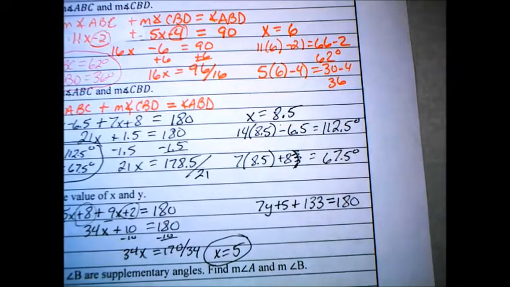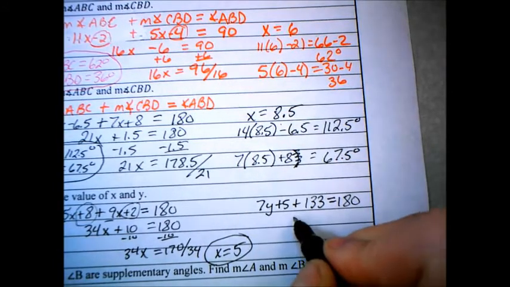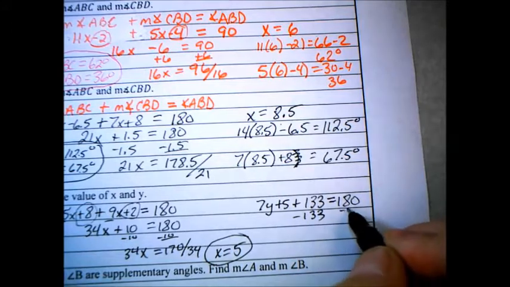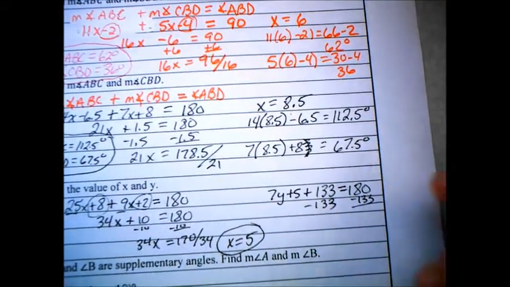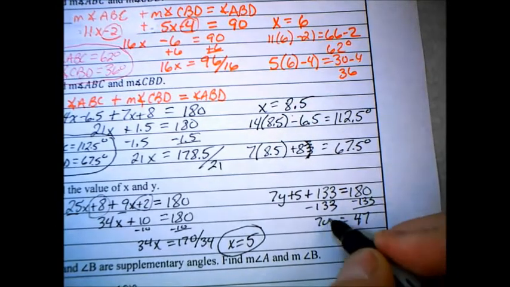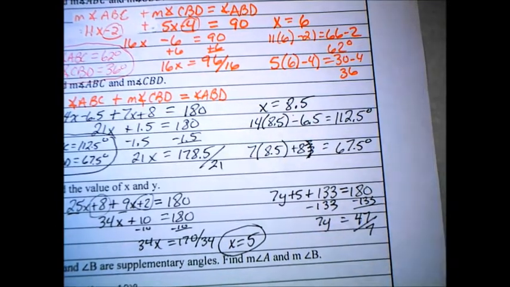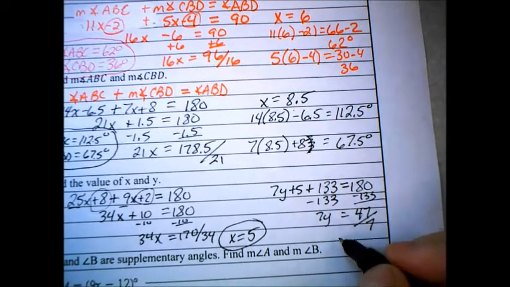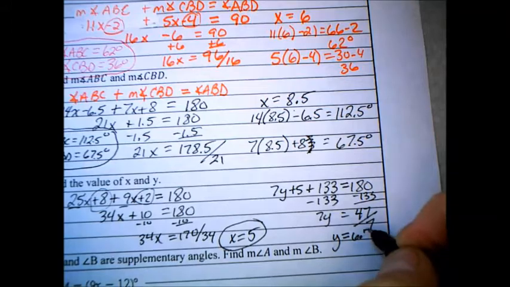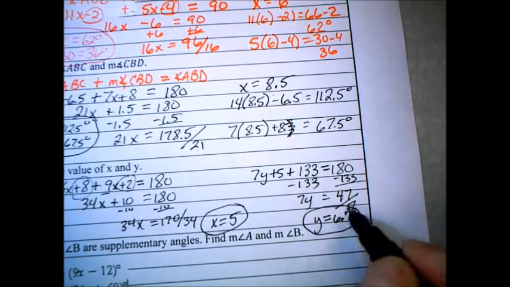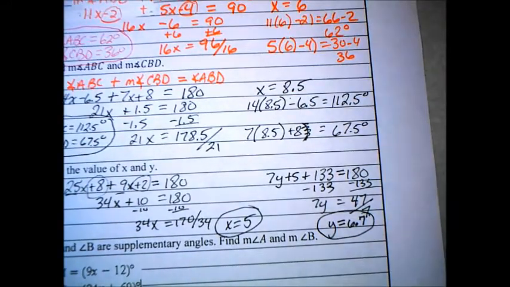That means I'm going to subtract 133 from each side. 180 minus 133 is 47. I want to divide by 7, which is not going to be a nice number at all. Y is equal to, and we're going to go to the nearest tenth, if we get decimals, I'm going to say it is 6.7. There's my x and there's my y for my answers.